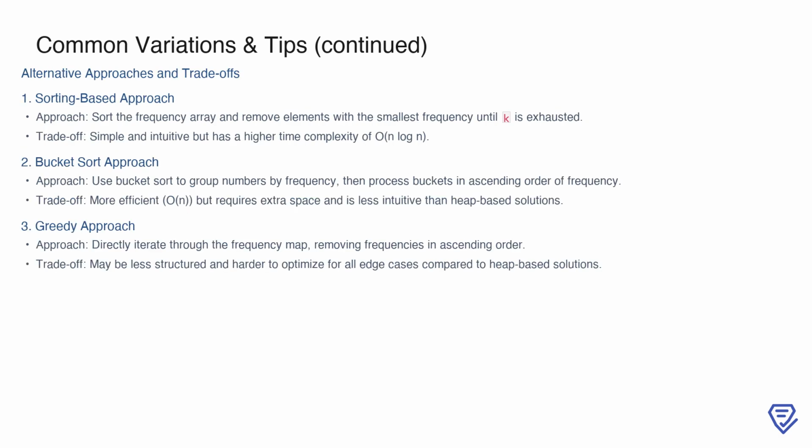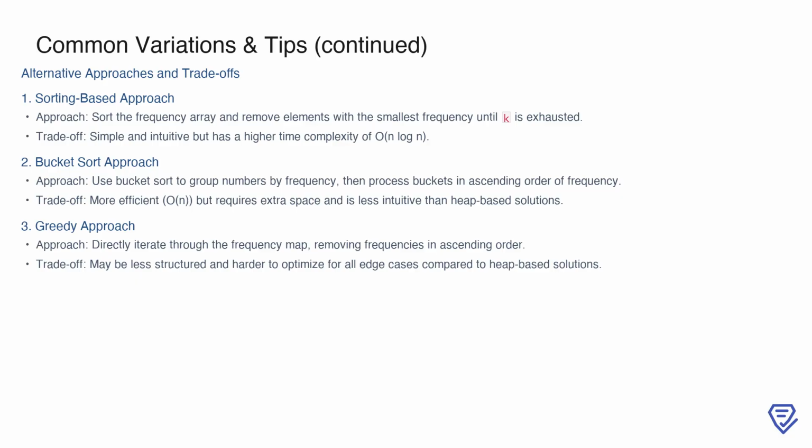There are several alternative approaches to solving this problem, each with its own trade-offs. The sorting-based approach involves sorting the frequency array and removing elements with the smallest frequency until k is exhausted. While this method is simple and intuitive, it has a higher time complexity of n log n, making it less efficient for larger inputs. Another option is the bucket sort approach, which groups numbers by frequency and processes these groups in ascending order. This method is more efficient, with a time complexity of n, but it requires additional space and can be less intuitive compared to heap-based solutions.